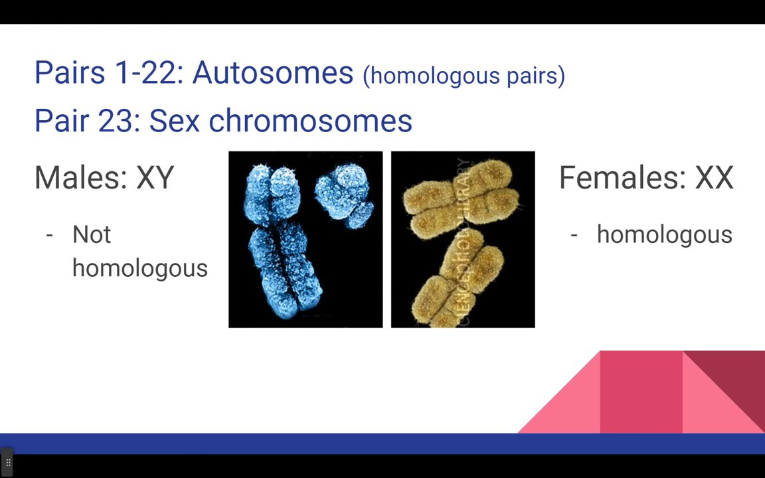So when you're talking about genes that are found on the X or the Y chromosome, the inheritance of those genes is going to be a little bit different because some people get 2 X's and some people get an X and a Y. And so we have to take that into account when we're doing things like Punnett squares and problems with sex-linked traits.